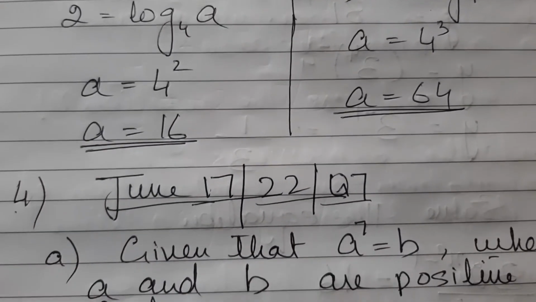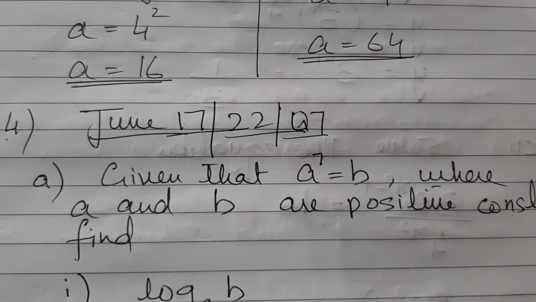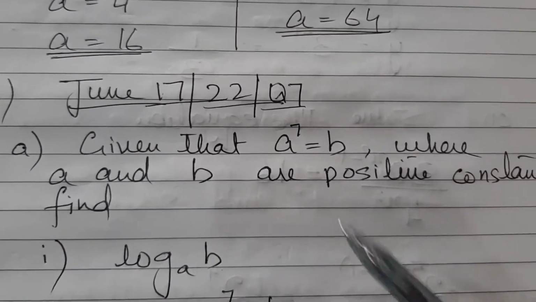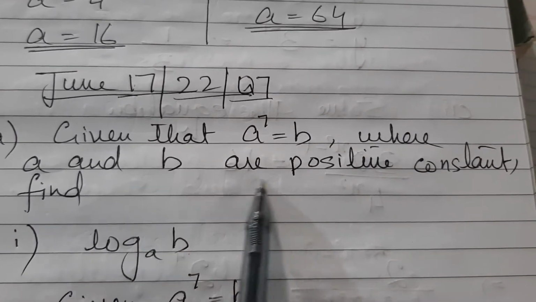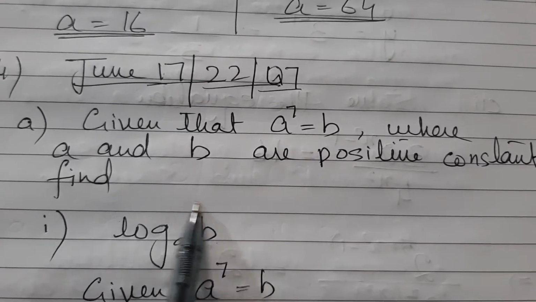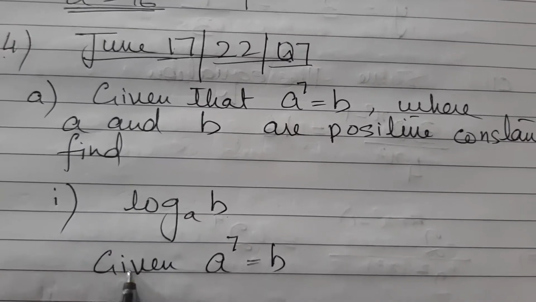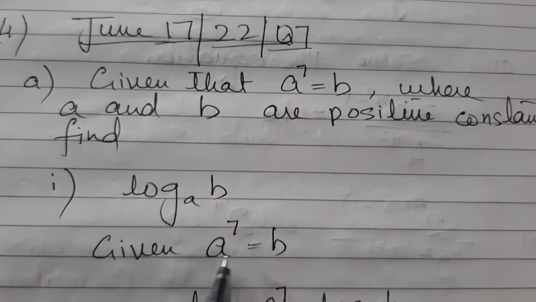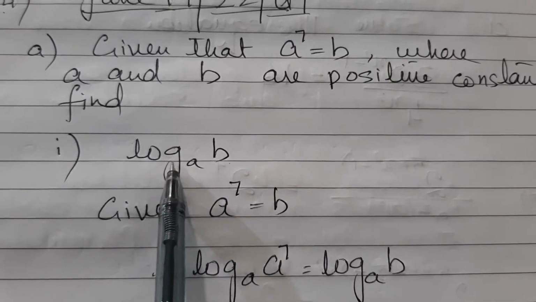Now let's see June 17 question 22, variant 22 question 7. It is given to you that a power 7 equals b, where a and b are positive constants. So find log b base a. So what is given to you? A power 7 equals b. What I'm doing here, I have to find this out.